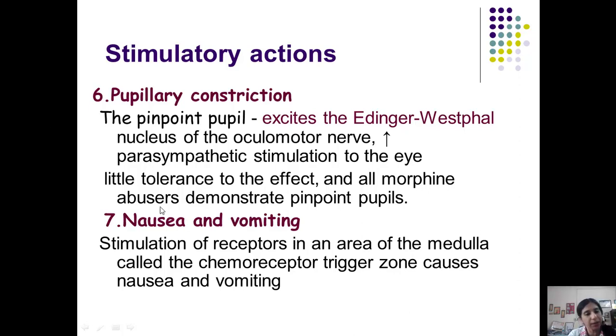As far as stimulation of the other centers in the brain and the spinal cord are concerned, the morphine-like drugs also stimulate the chemoreceptor trigger zone. Of course, that lies outside the blood-brain barrier, and it causes nausea and vomiting.